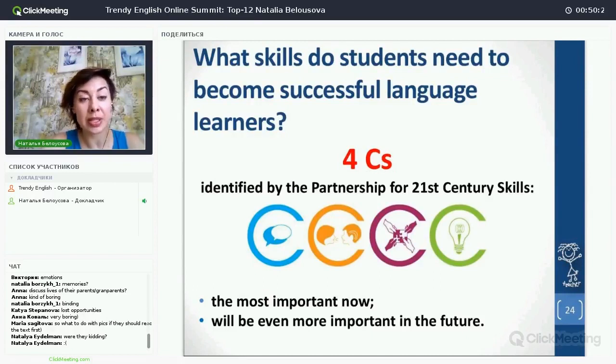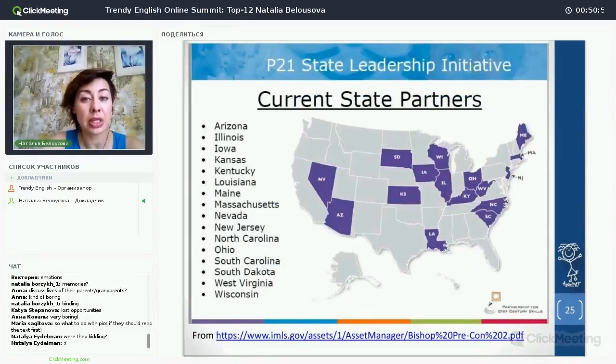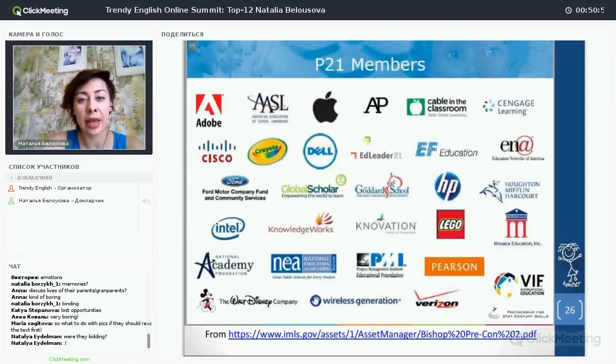I'm sure you've seen them, but we rarely think about them when designing coursebook tasks or tasks to exploit a text. So here are the skills, and according to the 21st Century Initiative, they're the most important now, and these skills will be even more important in the future. This initiative included 21 participants from different countries and different US states. The members came from different areas. They were leading organizations in different areas, and you can see some of them on this slide. There's also a link, so if you follow this link, you can read a bit more about this initiative.